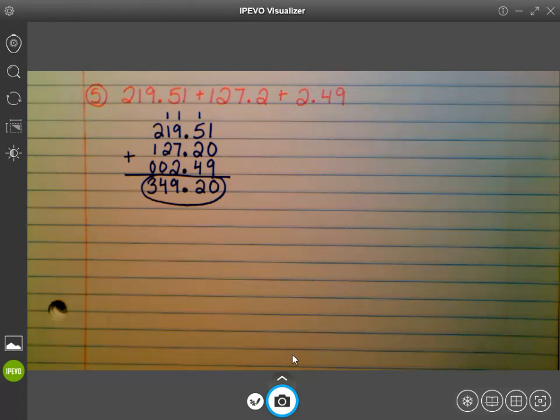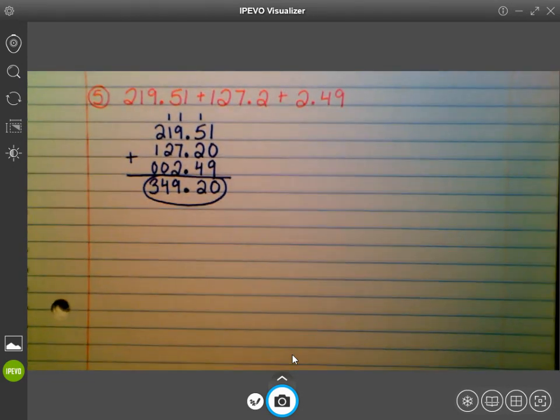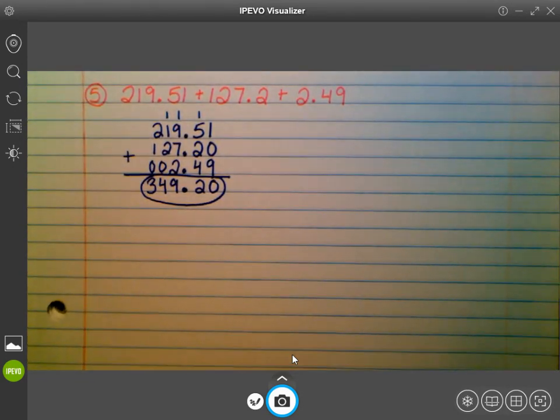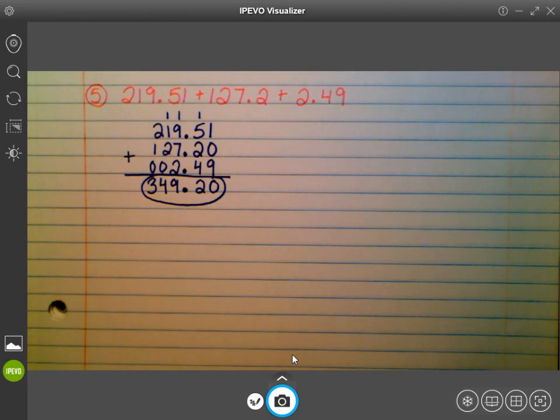Page 93. All right, so on 93, we are circling number 1, number 3, number 11, number 12, and then number 14. So I'm going to say it again.